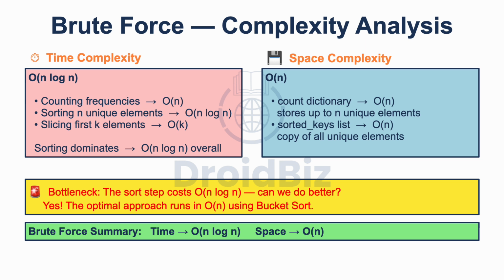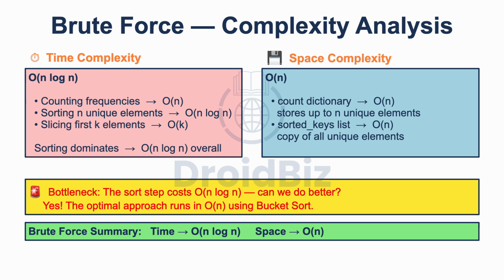Let's analyze the time and space complexity of the brute force approach. Starting with time complexity. Counting frequencies takes big O of n. We visit each element once. Sorting the unique elements takes big O of n log n. This is the standard cost of comparison-based sorting. Slicing the first k elements takes big O of k, which is at most big O of n. The sorting step dominates everything else. So the overall time complexity is big O of n log n.